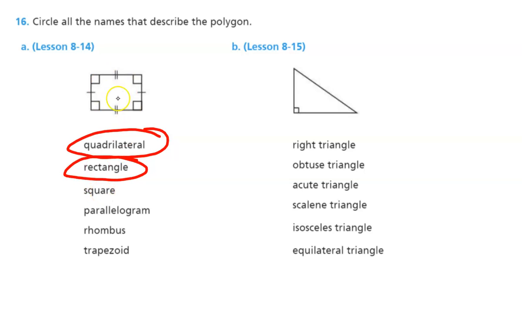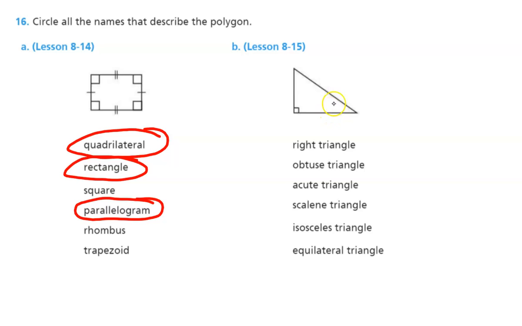Can't be a square because not all 4 sides are the same. It is indeed a parallelogram because it has 2 sets of parallel sides. It can't be a rhombus because not all 4 sides are the same. And it can't be a trapezoid because it's got 2 sets of parallel sides. So those are the 3 you should circle for that guy.